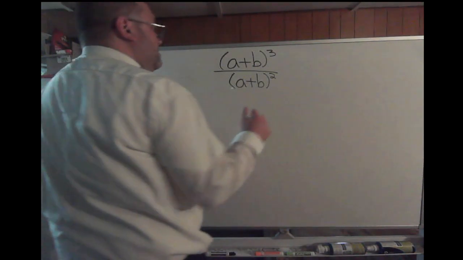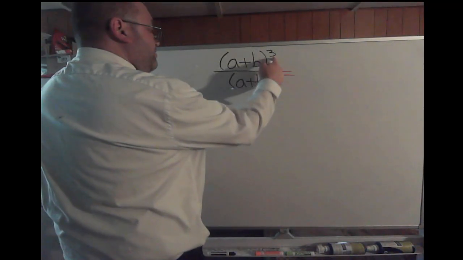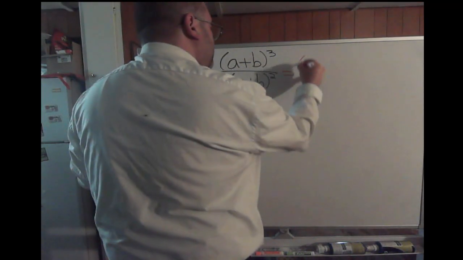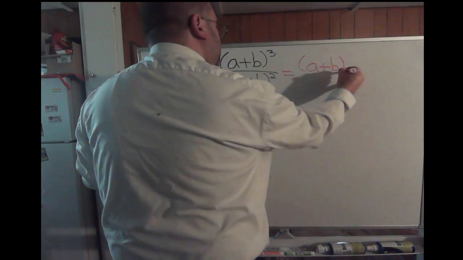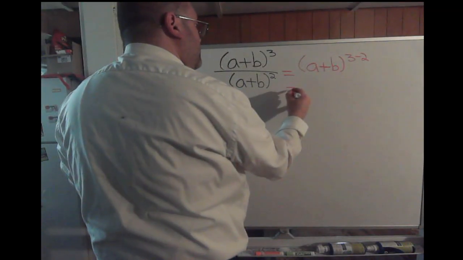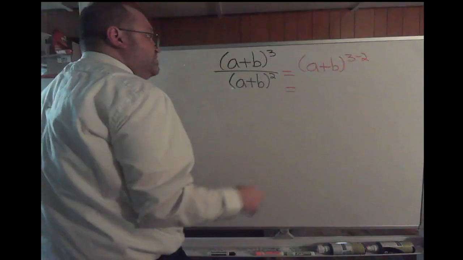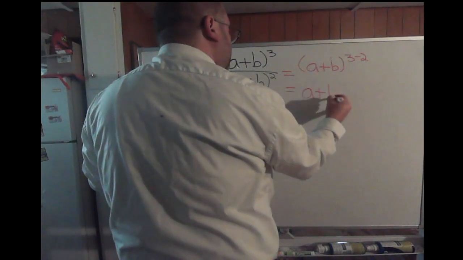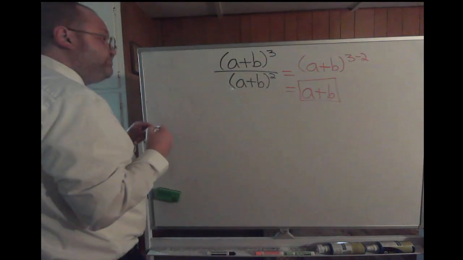So what you'll do, since your power in the numerator is greater than the power in the denominator, since the same rules apply, you'll take that base of a plus b, you'll take that to the 3 minus 2 power, which a plus b to the 3 minus 2, that's just a plus b to the first, or simply a plus b. That's all you would get, simply, is a plus b.